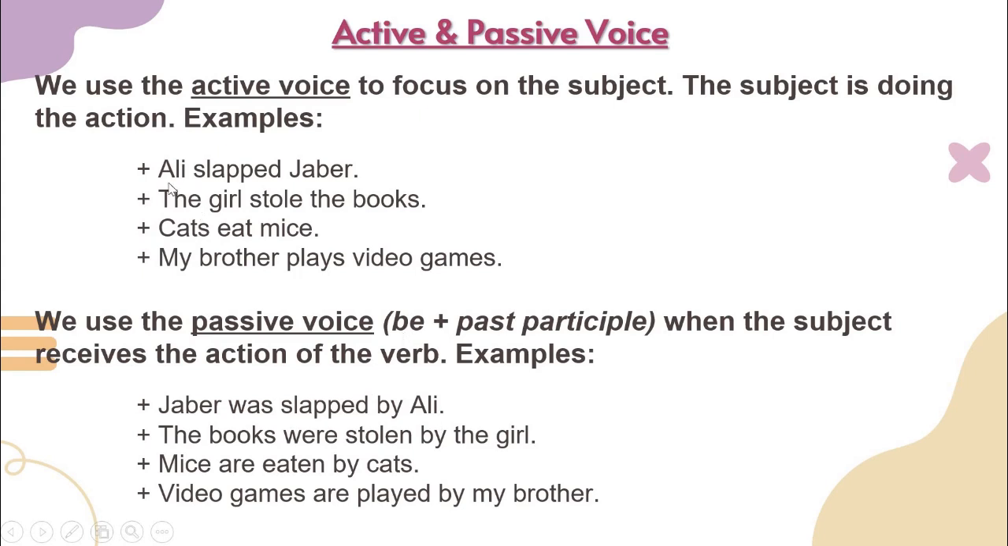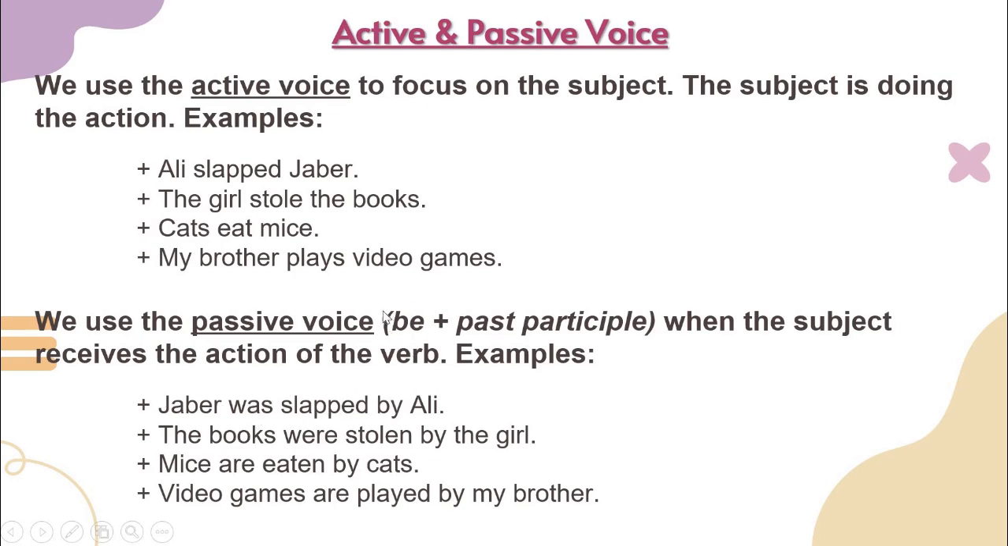Again, look at the first example here. Ali slapped Jabir. So here we have the subject doing the action in the active voice. And then when we switch this sentence from active to passive, we switch the subject and the object over here, or the other person, okay? So instead of having Ali slapped Jabir, we have Jabir. Just follow the rule here. For the passive voice, we have verb be plus the past participle. So Jabir, okay, was slapped by Ali.